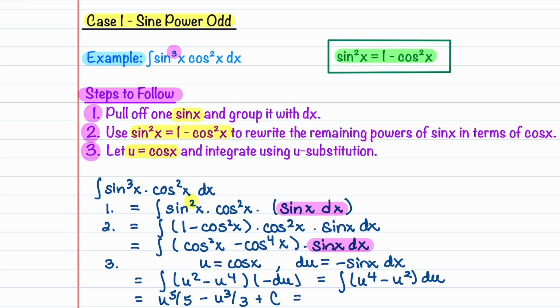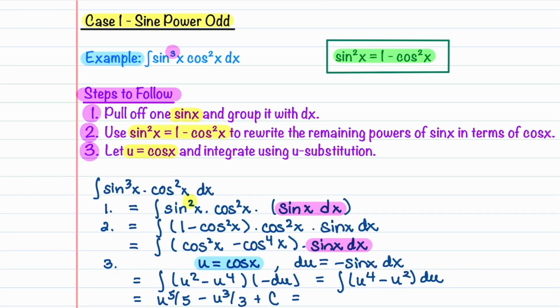Now all we have to do is plug back in, and u, let's see if we can find it up here. u is equal to cos x. So this gives us 1/5 cos⁵x minus 1/3 cos³x plus C. I like bringing those constants out. I just think it makes the answer nicer. And there's our final answer.